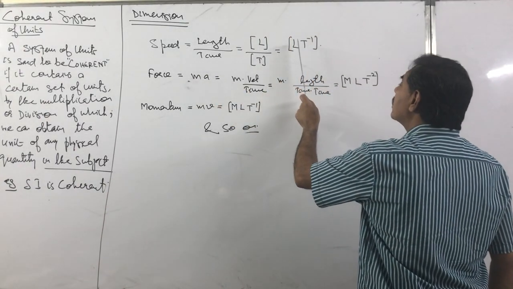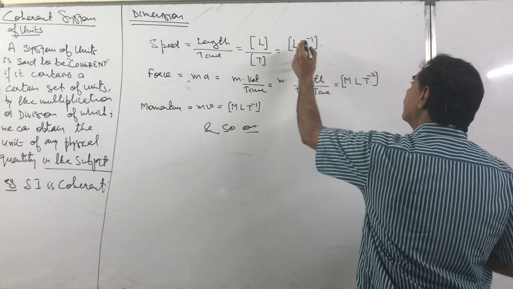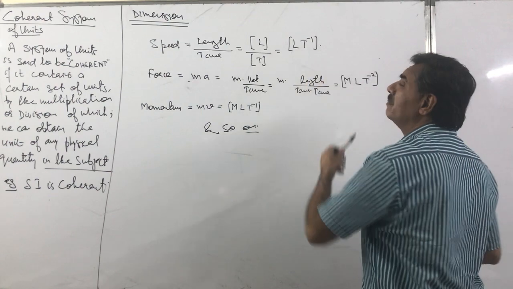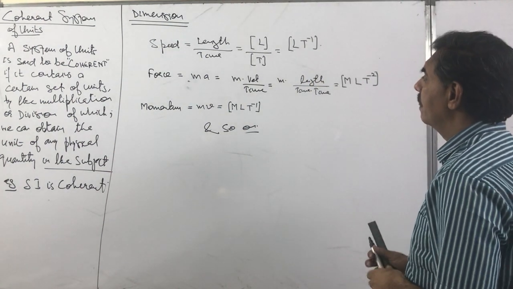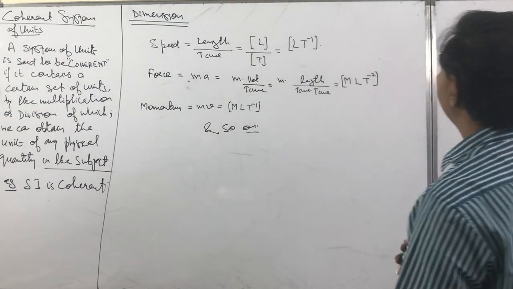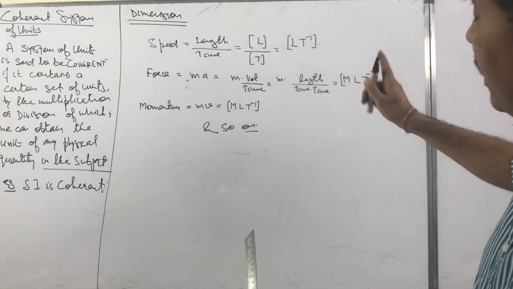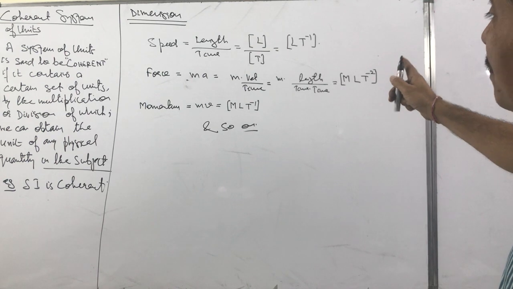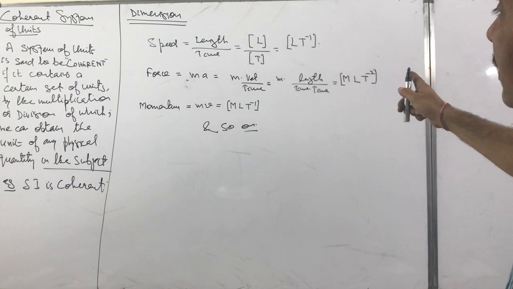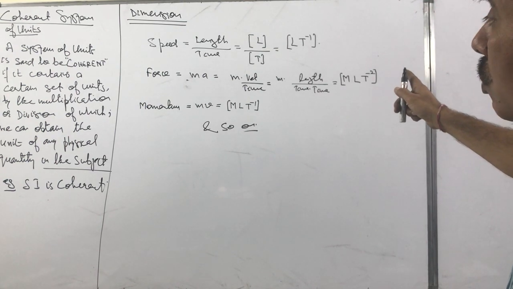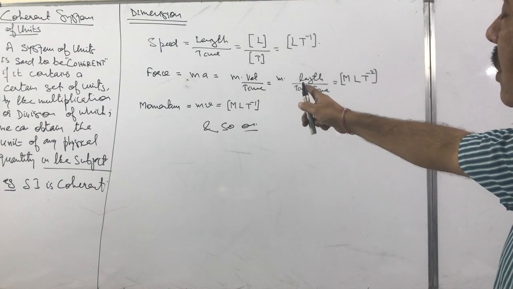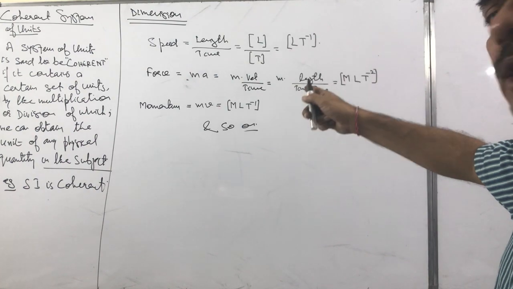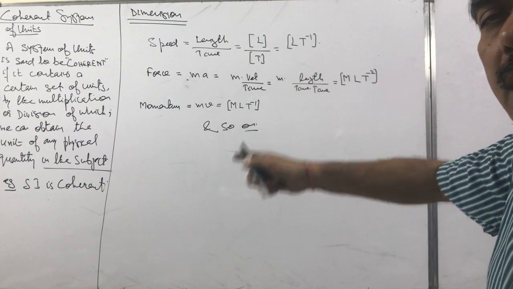Speed can be expressed once in terms of length. We need not put 1. And minus 1 times time. Force can be expressed in terms of powers: mass is power 1, length is power 1, and time is power minus 2. Momentum is 1 for mass, 1 for length, and minus 1 for time.